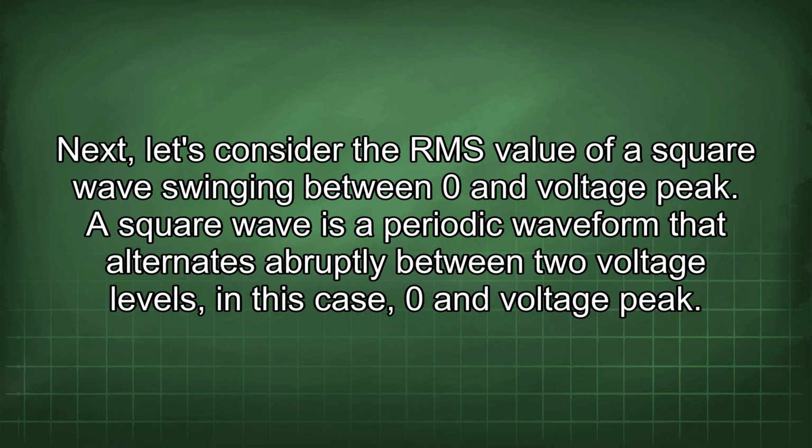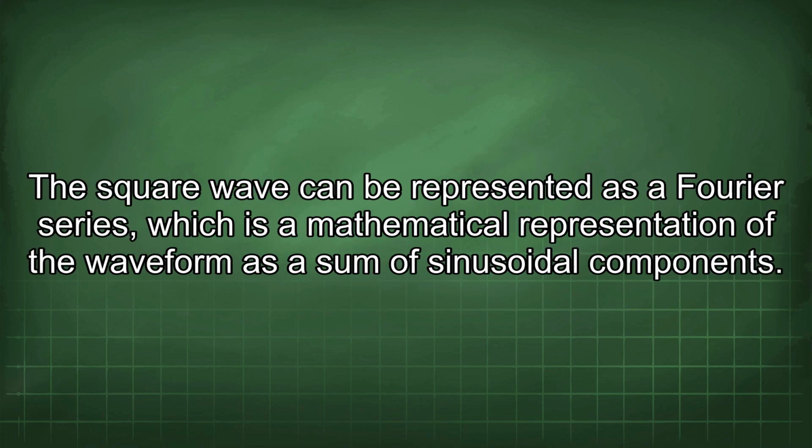Next, let's consider the RMS value of a square wave swinging between 0 and voltage peak. A square wave is a periodic waveform that alternates abruptly between two voltage levels, in this case 0 and voltage peak. The square wave can be represented as a Fourier series, which is a mathematical representation of the waveform as a sum of sinusoidal components.